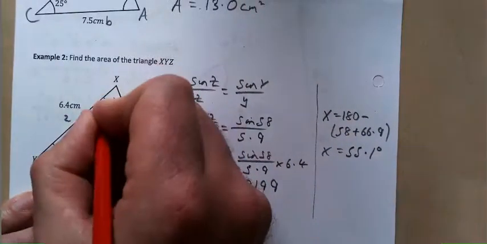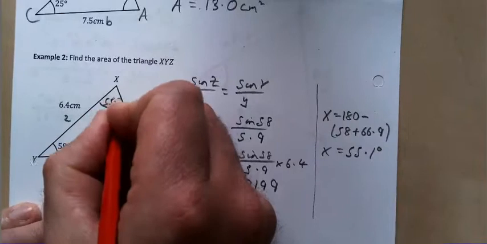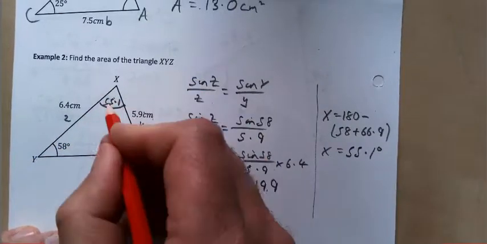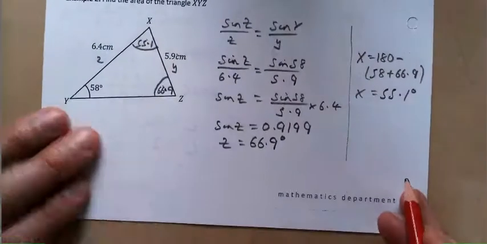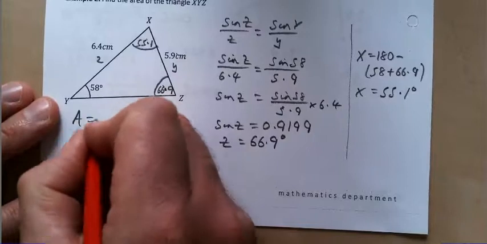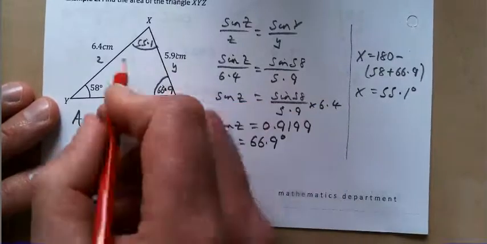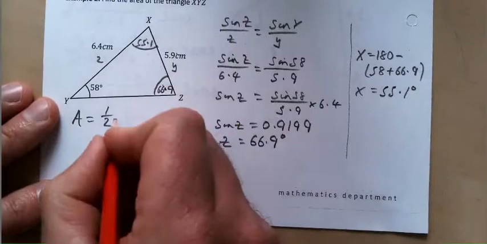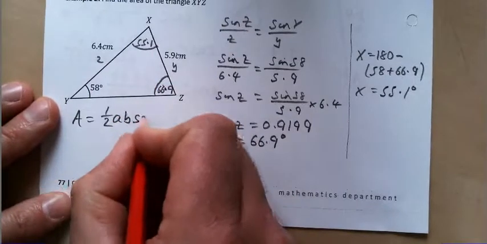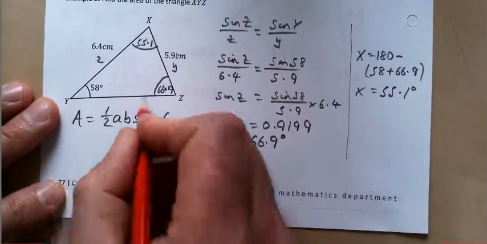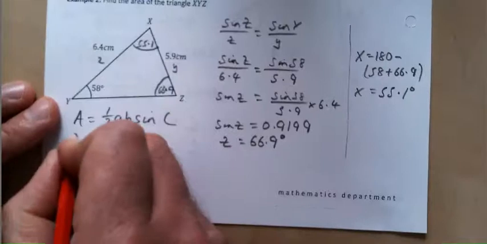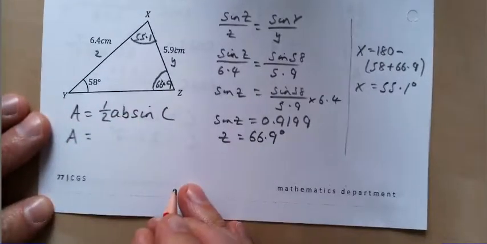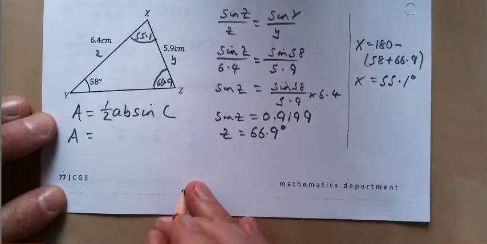So why have we done this? Remember, we're finding the area here. I now have two sides and I have the angle in between. So area is a half. If you want, you could do a half ZY sine X. I'm just going to write down the formula I know, a half ab sine C, remembering it's the two sides and the angle in between. We're a bit out of focus here, hopefully that's okay, it's a bit better now.